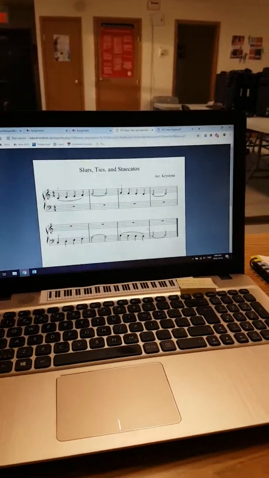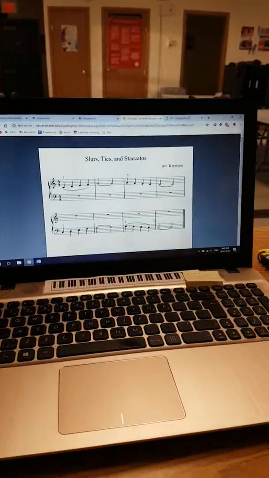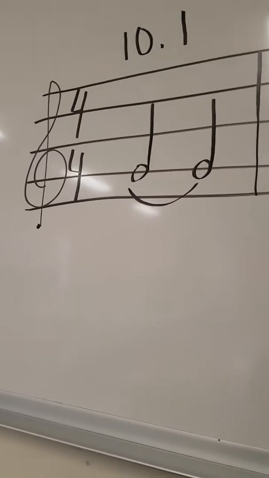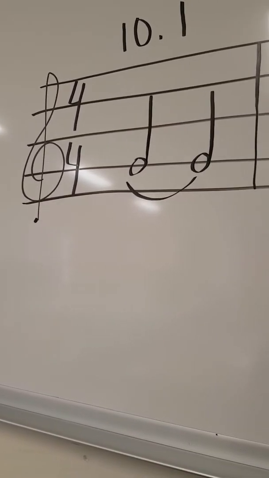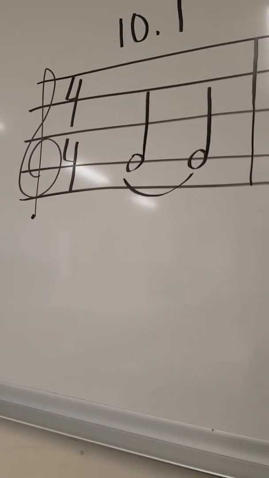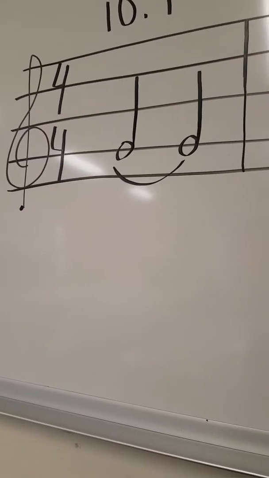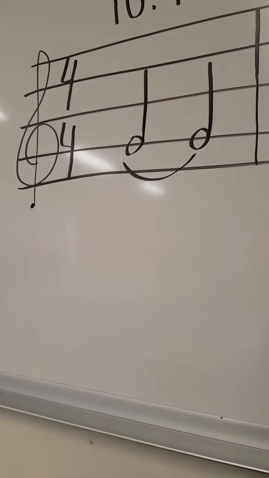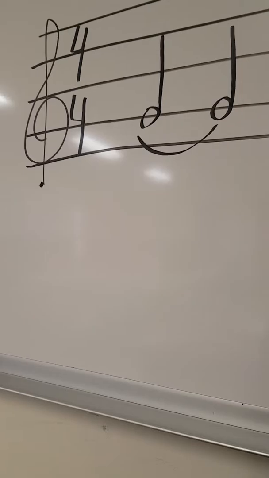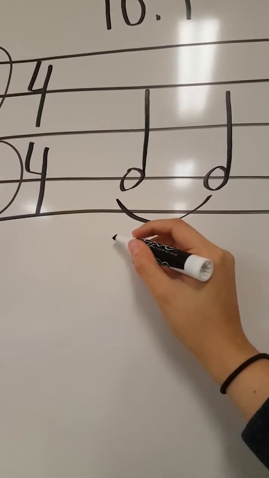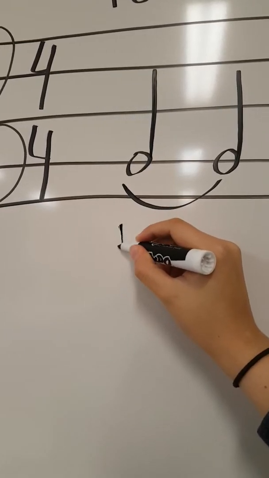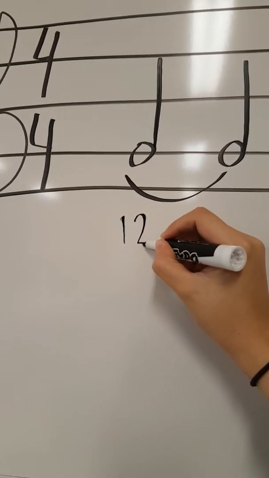Now, what does a tie do? A tie takes the two notes. So here we have a tie from lesson 10.1. It takes those two notes and it ties them together. So what that means is we take the note value of the first one, that's a half note, so it's equal to 2 beats.